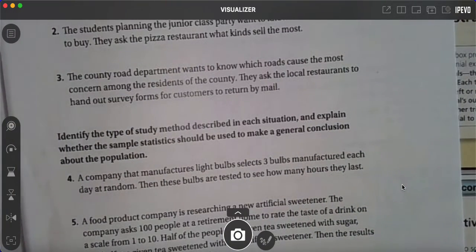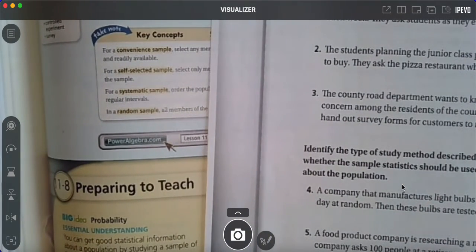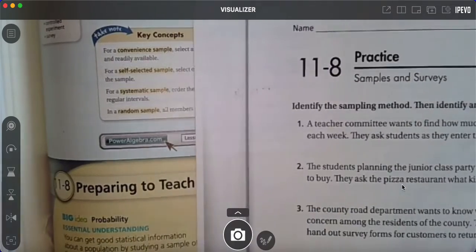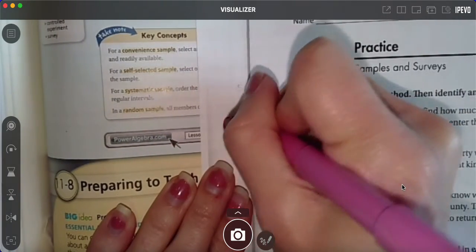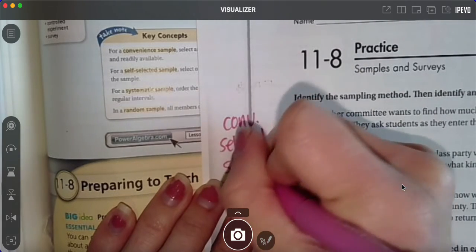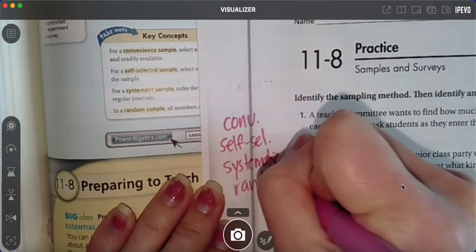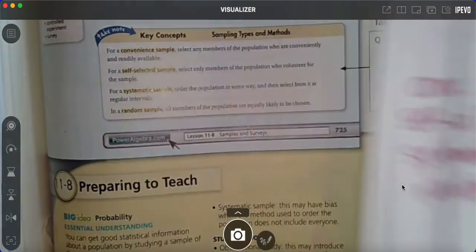Okay? So it says, identify the sampling method. Y'all, I just showed y'all the sampling methods, right? If you want to write them down, I'll write it down right here on the side: convenience, self-selected, systematic, or random. We're going to have to pick one which best matches our situation.